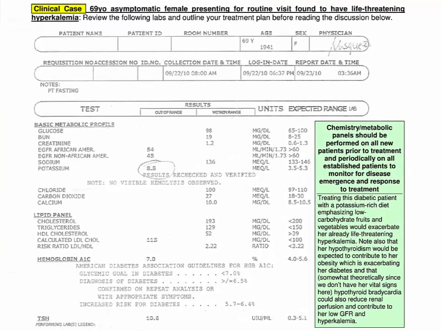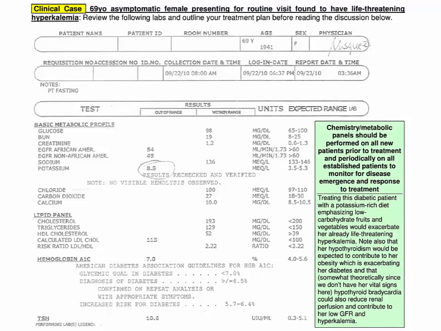Let's look at a case. This was a case in my family medicine practice in 2010. This is a 69-year-old African-American woman who presented just for a routine checkup. She had some health problems, and as I recall, at the very least, she was obese. If you look at her blood sugar, it's 98.